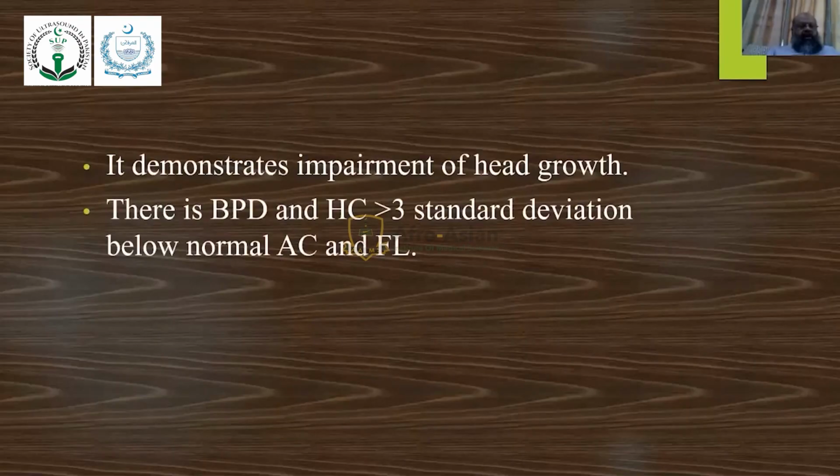There is BPD and head circumference which is above 3 standard deviations below normal, with normal abdominal circumference and femur length. So 1 standard deviation will be 0.5 in size and 1 week according to the weeks. So if the gestational age measured by BPD and head circumference is 3 weeks less than the gestational age assessed by abdominal circumference and femur length, we label it as small head, which is microcephaly.